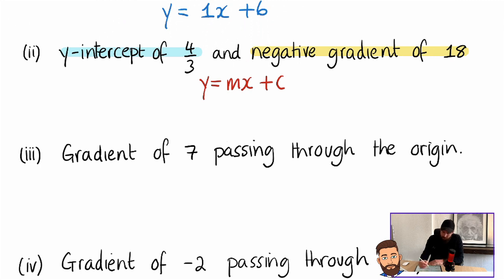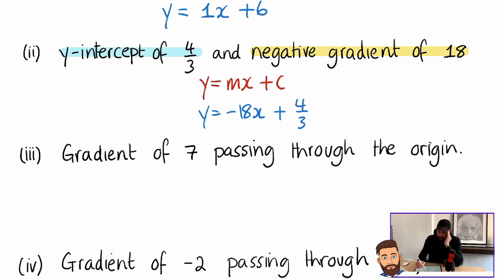Well, let's just fill it in. y equals m. What is m? The gradient is a negative 18. So we have to write negative 18x. What is the y-intercept? Well, it says the y-intercept is 4/3. So I literally just type, and it's obviously a positive because there's no negative, so plus 4/3.